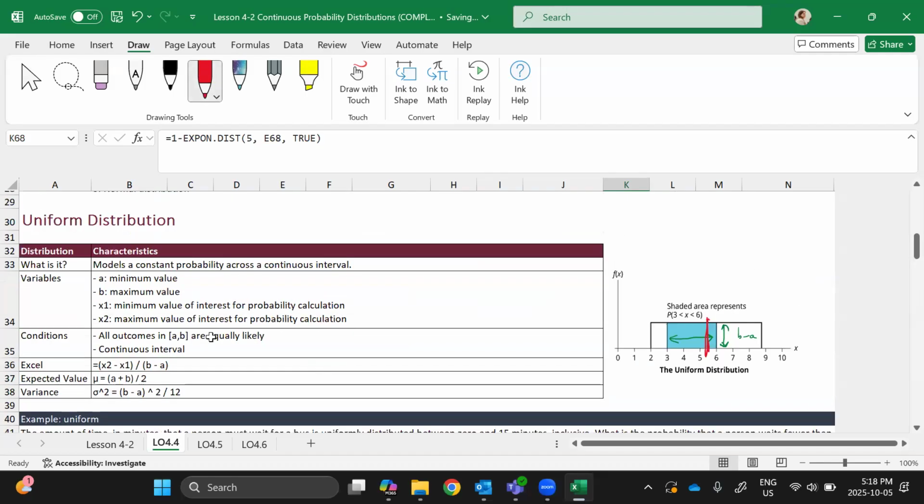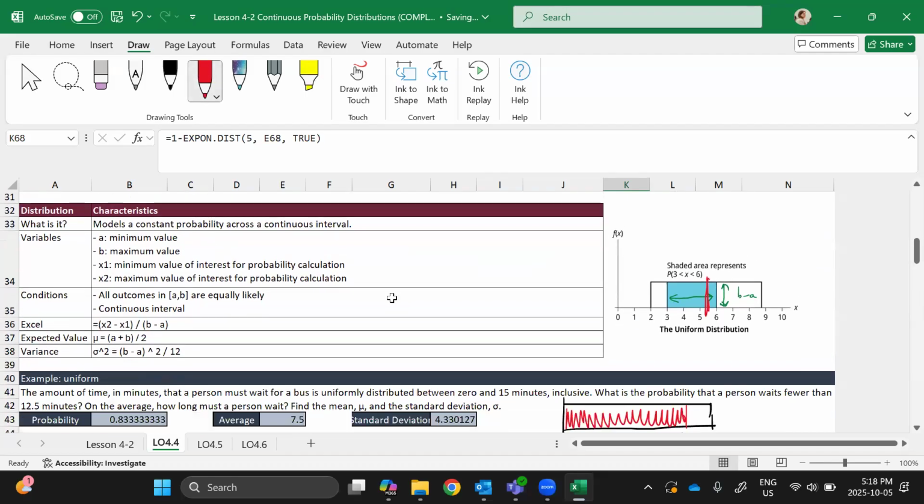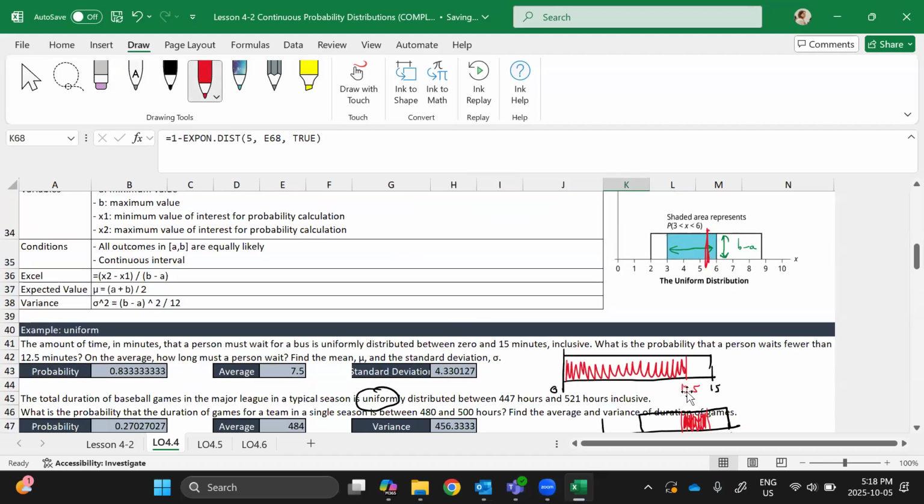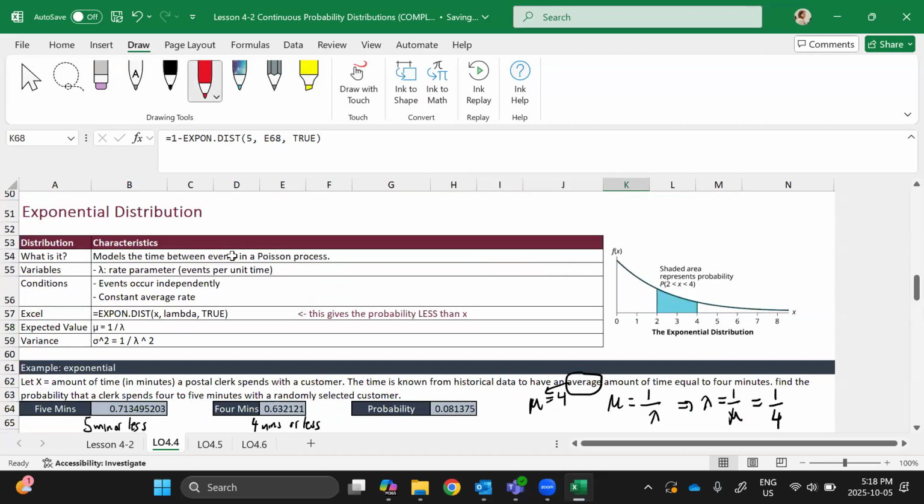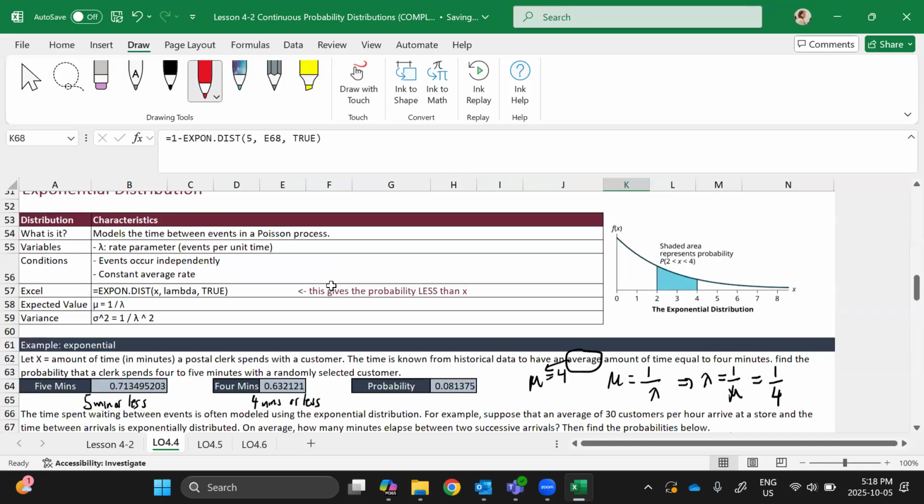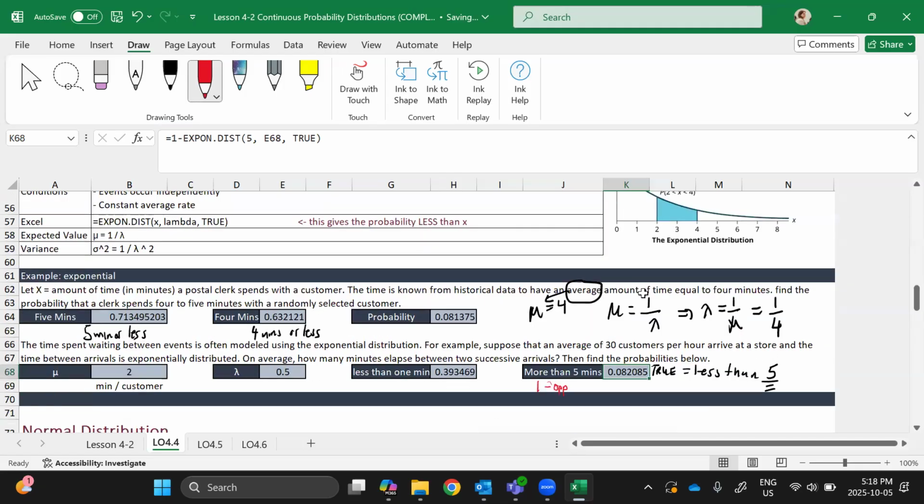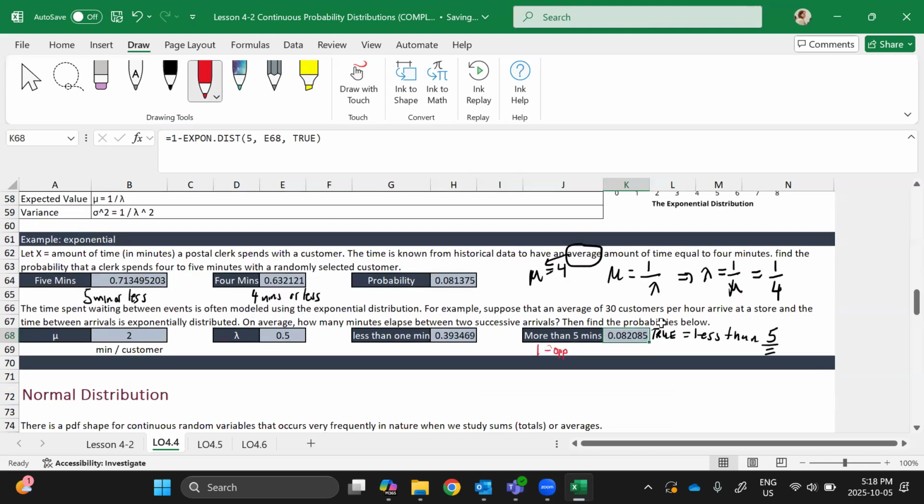So the uniform distribution deals with constant probability across an interval. It doesn't change. Exponential distribution deals with units of time, like the average amount of time in the first question to serve a customer, the average amount of customers that arrive at a store.